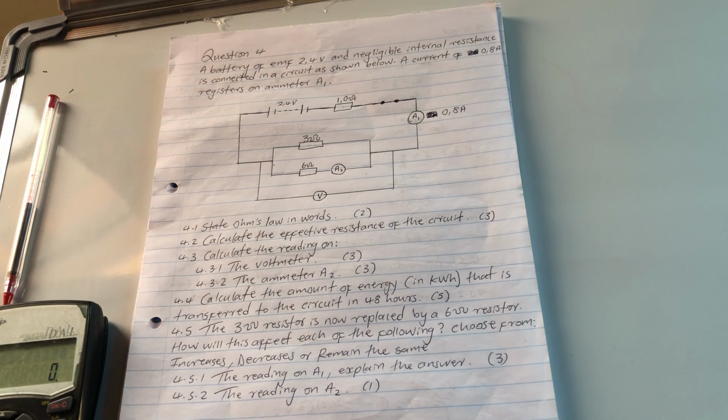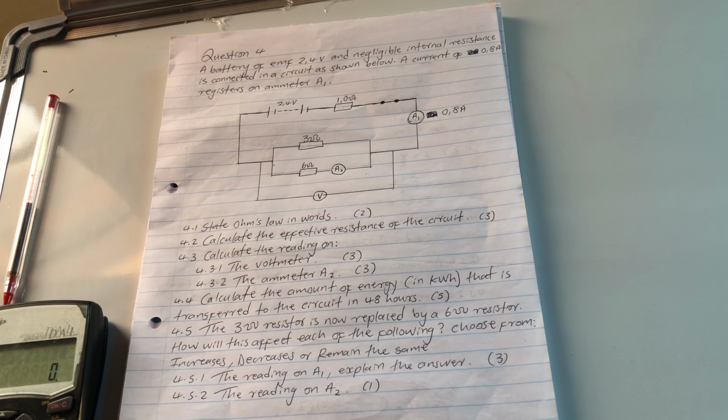4.1, it says, state Ohm's law. The current through a metal conductor at a constant temperature in a circuit is proportional to the voltage across the conductor. So we know that the relationship between the current and voltage is directly related.